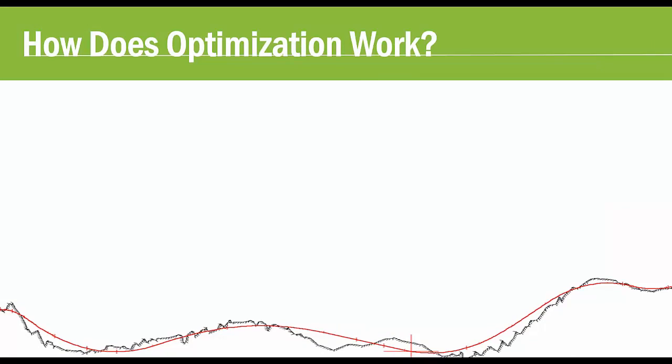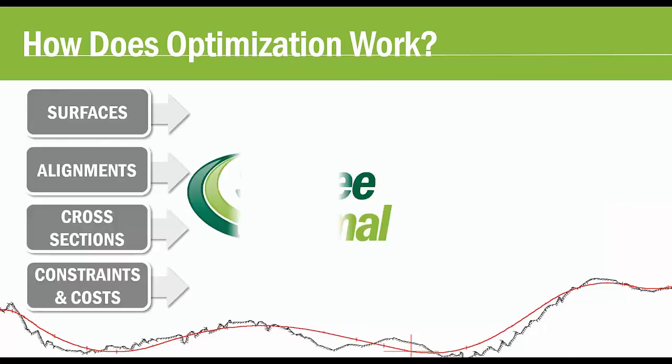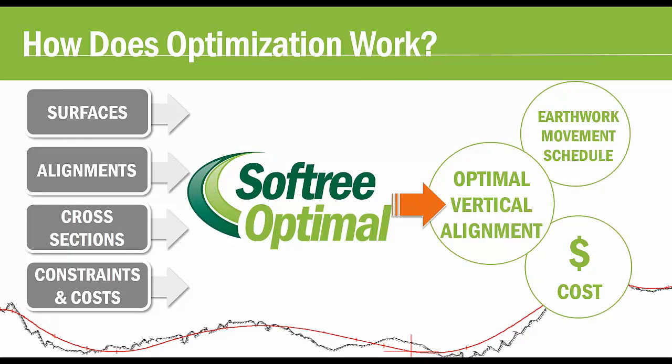So first, how does optimization work? Have you ever thought it would be useful if you had a tool to help you design your vertical alignment by taking out some of the trial and error? That is exactly what Softree Optimal does. Softree Optimal optimizes the vertical alignment of a road or corridor by mathematically minimizing earthwork costs. It solves the complex 3D problem of minimizing excavation, embankment, and haulage given your user-defined constraints.